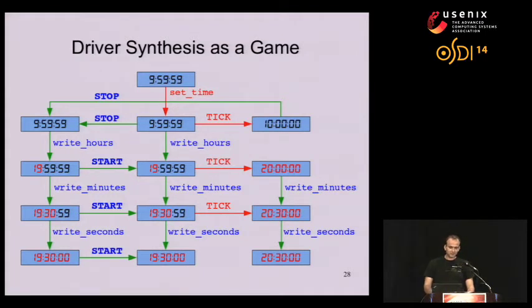So transitions are uncontrollable, like clock tick, shown with red arrows, or controllable, shown with green arrows. By definition, we know that this final state is correct, is a winning state. This is where we want to be. We also know that this state is losing because we end up with the wrong time value. We can prove, for example, that this state is also winning because there is a controllable transition from this state to the goal, so we can get into the goal in one step.